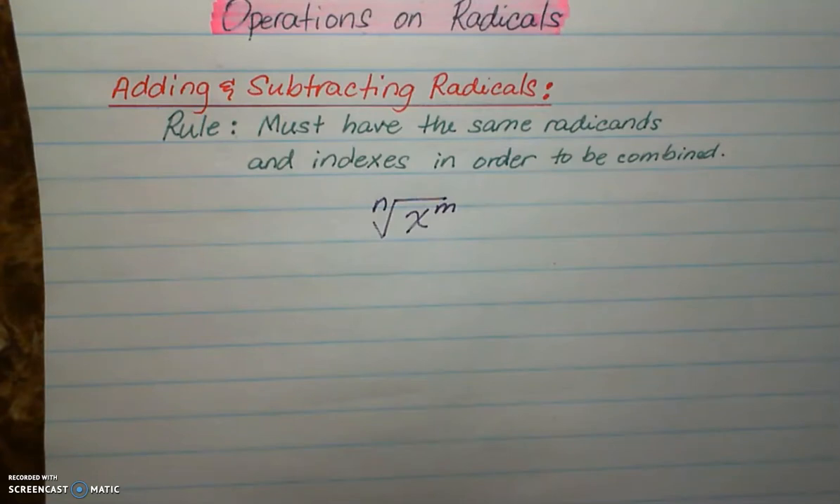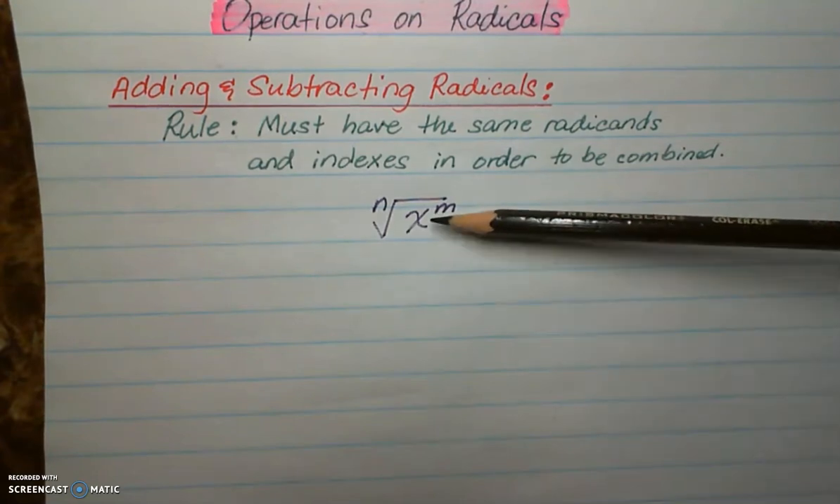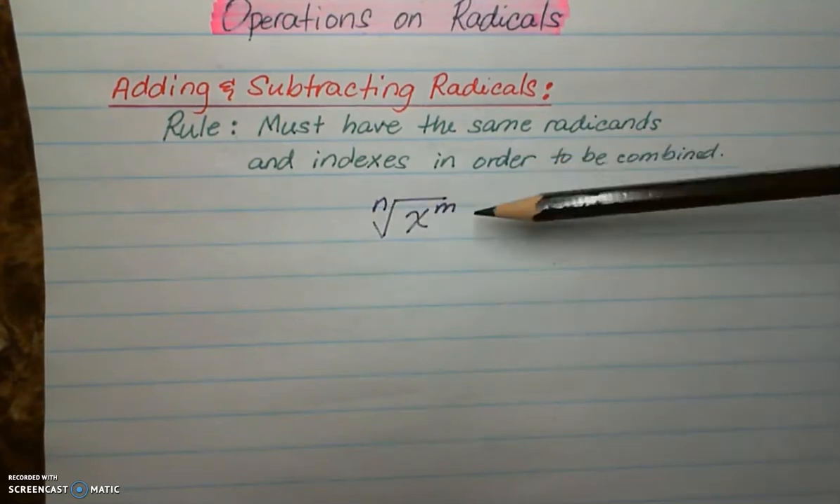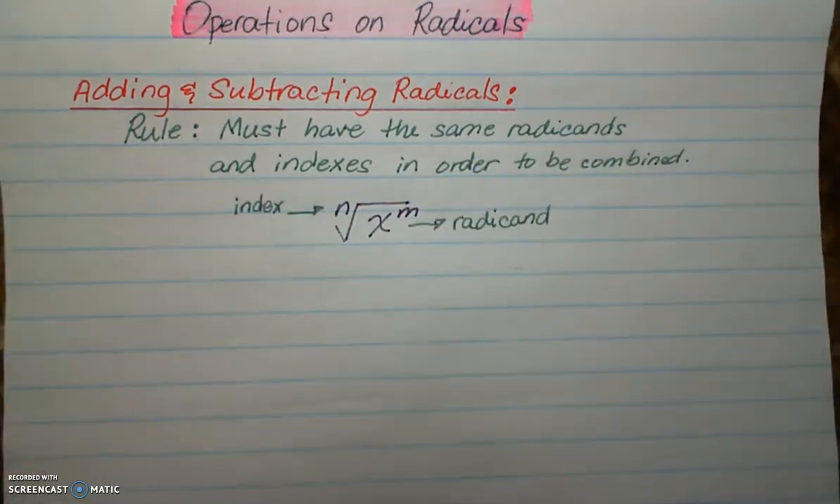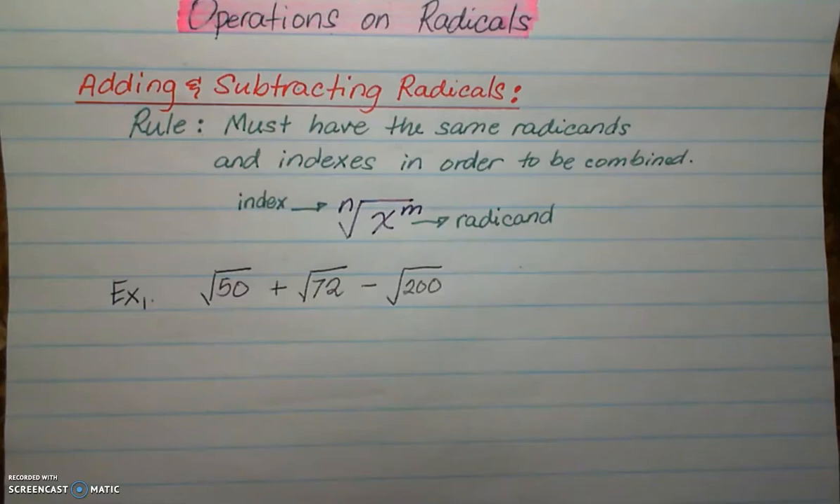So this inside is your radicand and this is your index. The radicand includes the exponent as well. All right, so for our first example, we are going to add and combine the square root of 50, the square root of 72, minus the square root of 200.